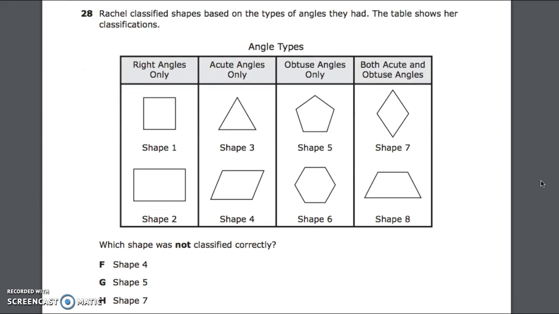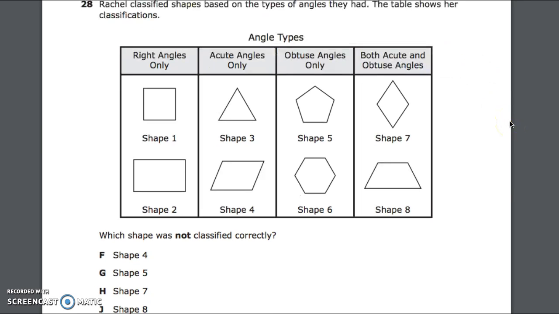Number 28. Rachel classified shapes based on the types of angles they had. The table shows her classifications. Angle types: right angles only, acute angles only, obtuse angles only, both acute and obtuse angles. Which shape was not classified correctly?